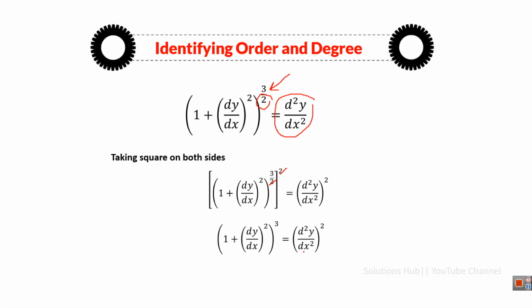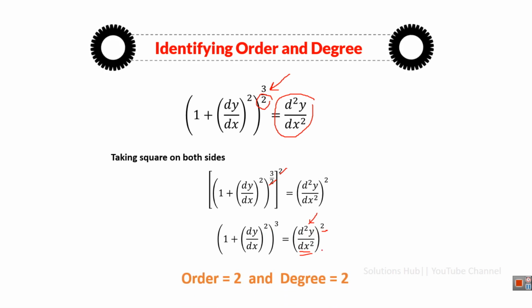The order is quite clear: the highest order derivative involved here is 2, so the order will be 2. The exponent of that highest order derivative is called its degree. The exponent of that higher order derivative, which is of order 2, is 2. So this equation has order equal to 2 and degree also equal to 2.